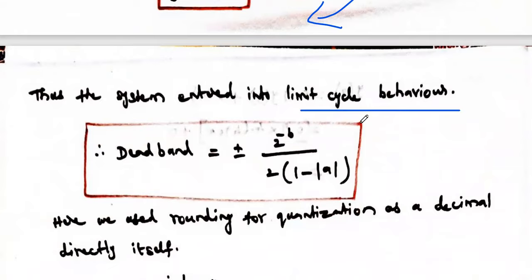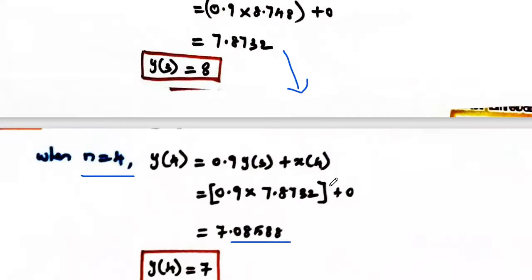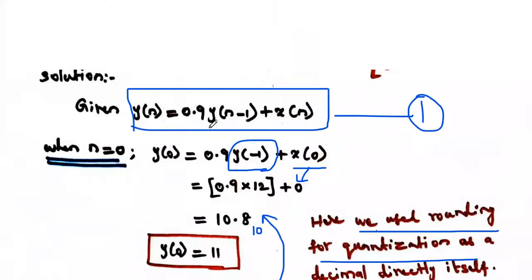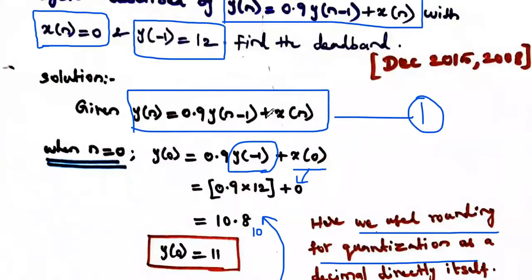Okay, so we studied the behavior. After that, we have to calculate the deadband. So what is the formula for the deadband? Deadband is equal to plus or minus 2 to the power minus b divided by 2 into 1 minus modulus a, where a is a coefficient. This a is a coefficient given in our system equation. What is our system equation? y of n equal to 0.9 y of n minus 1 plus x of n. This coefficient 0.9 is called a.